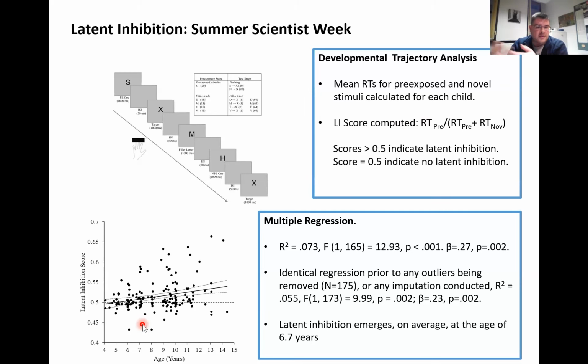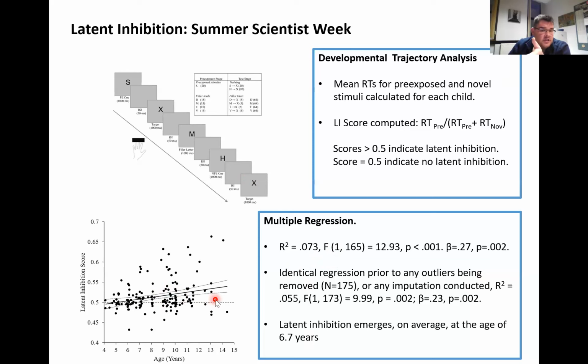So perhaps we're just making up more data for the younger children than we are the older children. So we reproduced this regression. We didn't do any fiendishness. No, we didn't remove any outliers. We didn't do any imputation. We included all children, and the regressions remained. We still get a significant relationship: age is still a significant predictor of this latent inhibition score.